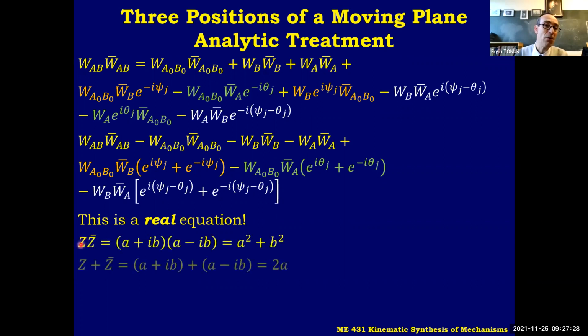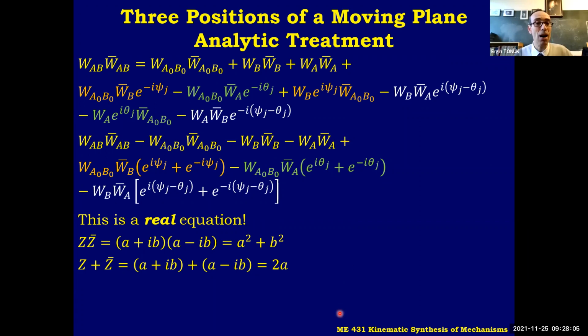Number one, if you multiply a number with its complex conjugate, this is what's going to happen. A plus iB, whatever A is, whatever B is, they are real numbers. Its complex conjugate is A minus iB. So if you multiply the two, it becomes A squared plus B squared without the imaginary part. Okay? So all of those yellow things are real.